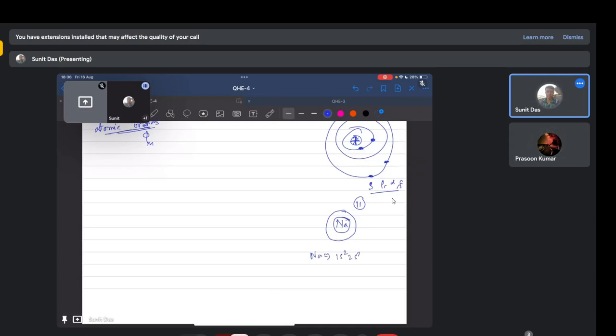1s2, 2s2, 2p6, and then 3s1, right? That's 11. And for cesium, if it becomes 56, let's say, then also, 55. Okay, it's 55.